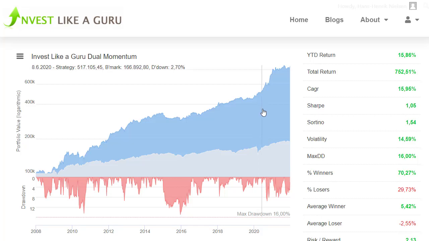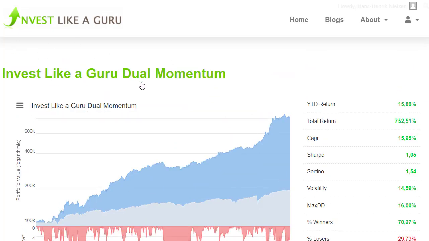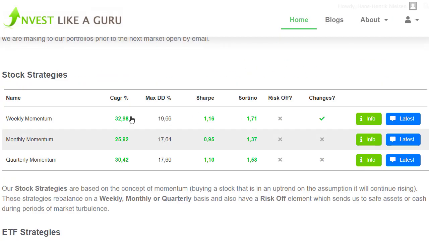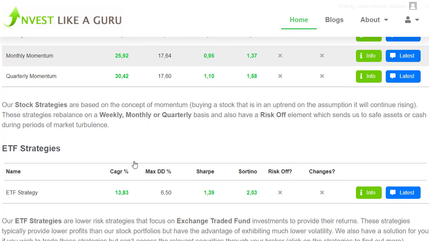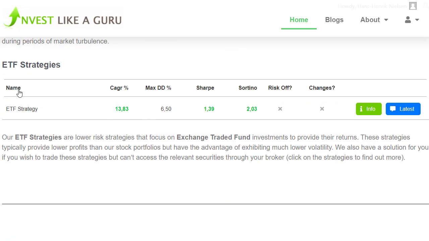I should say that on this new one, Invest Like a Guru Dual Momentum, you will actually be able to follow on our website if you are a member. Here on the homepage, you can see, if you haven't seen it before, we have our momentum stock strategies and we have a single ETF strategy. Down here under ETF strategies will also be added our own dual momentum strategy that you can follow. You'll also be able to follow on a regular basis, where we are on our blog here showing what the original dual momentum is actually doing, so you can compare them.